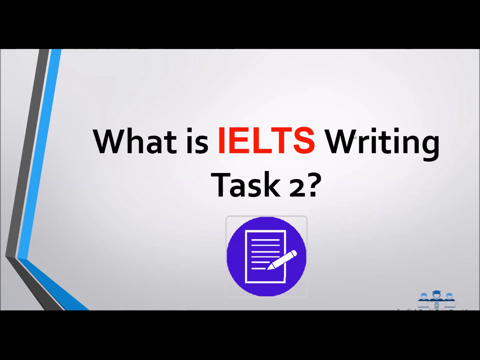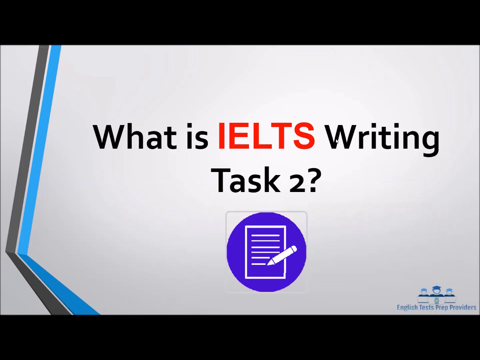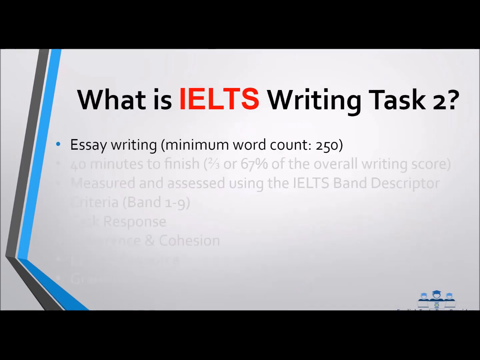Now, what is IELTS writing task 2? IELTS writing task 2 is essay writing. Task 1 for academic is data description, wherein you will be given 20 minutes to finish that. While for the general training module, you will be given 20 minutes as well, but it's different. It's letter writing. But both academic and general IELTS tests will be dealing with essay writing in task 2.